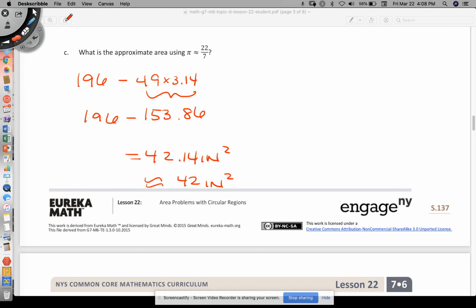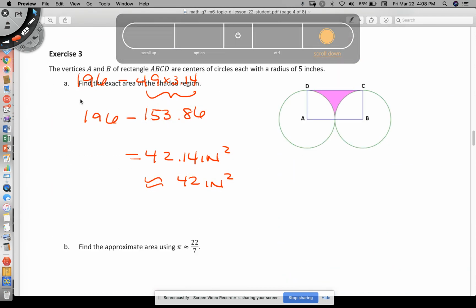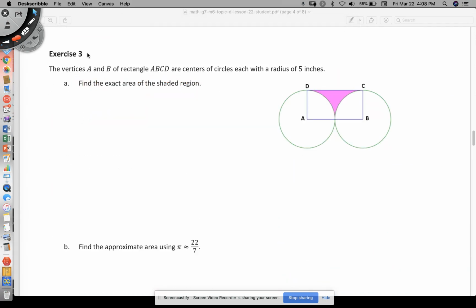For the last ones here, exercise 3 is kind of similar to what we've been doing. You're going to find the area of the shaded region. You have 2 circles here, and it says that the radius of these circles is 5. So that's a 5 there, a 5 there, which also means that's a 5 there and a 5 there. And it forms a rectangle. They went ahead and drew that for you. So you could think that this whole length here is 10.